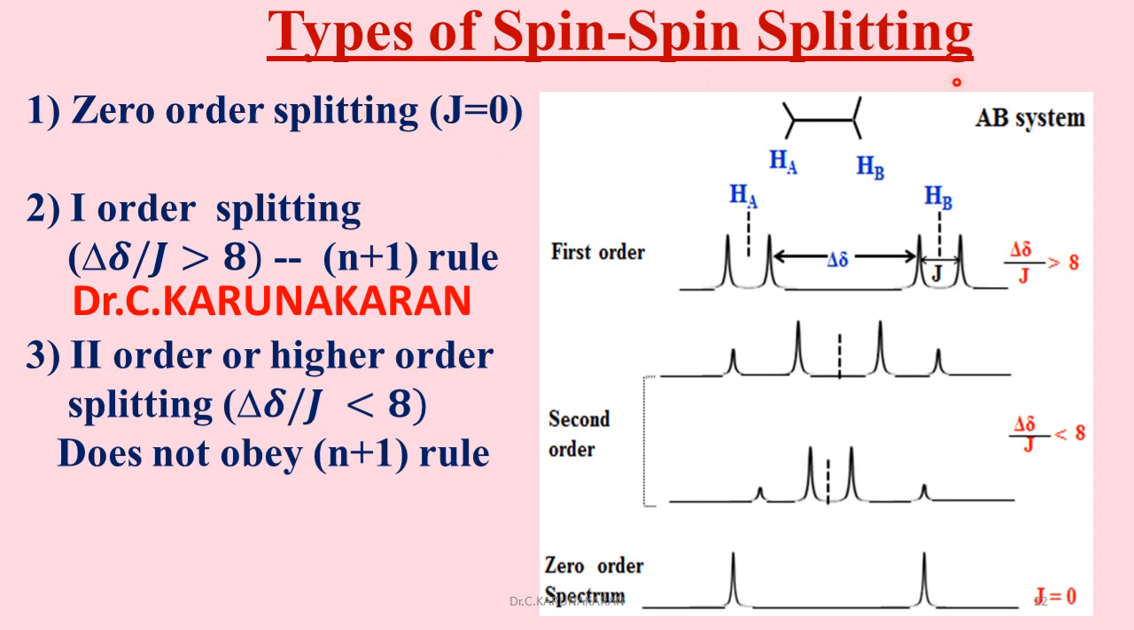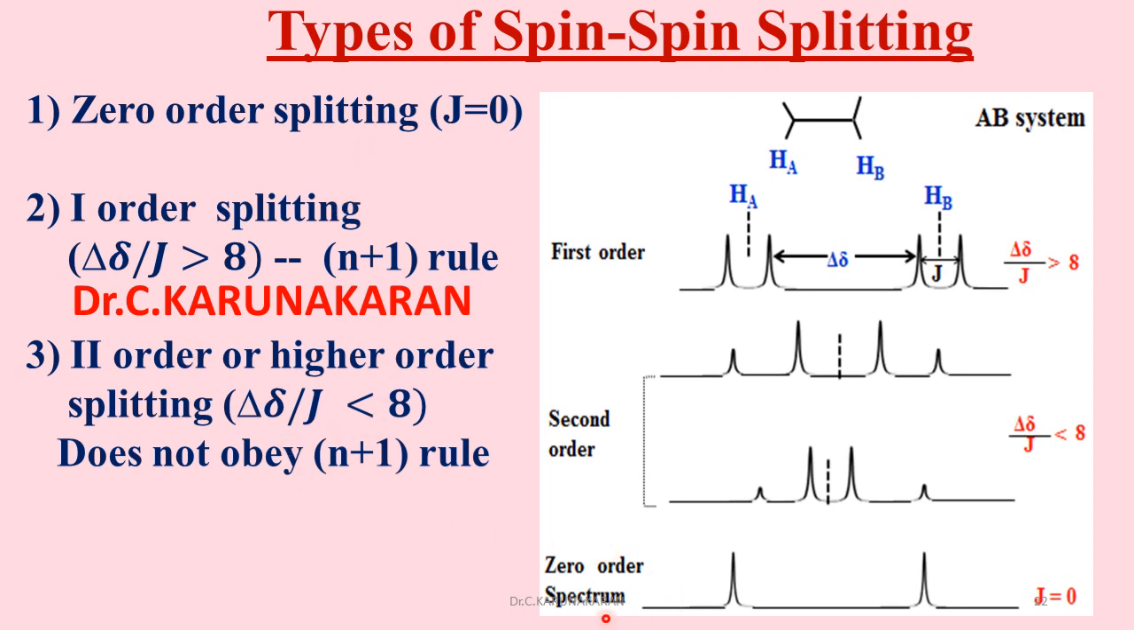Let us see the types of spin-spin splitting. There are three types of spin-spin splitting. Zero order splitting, where J equal to 0 and there is no splitting at all. First order splitting and second order or higher order splitting.